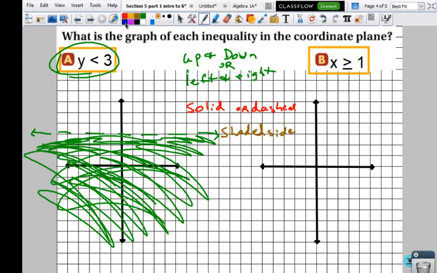Okay. So x is greater than 1, right? Which side is going to be bigger than 1? What number is right there? Come on. Okay, this side has to have 5 on it. Is 5 bigger than 1?